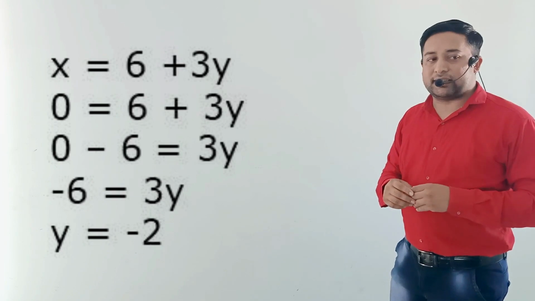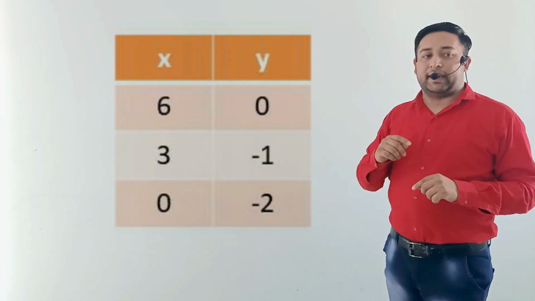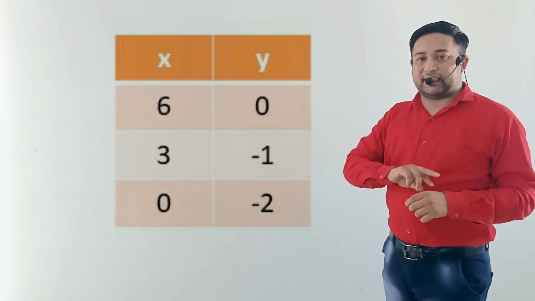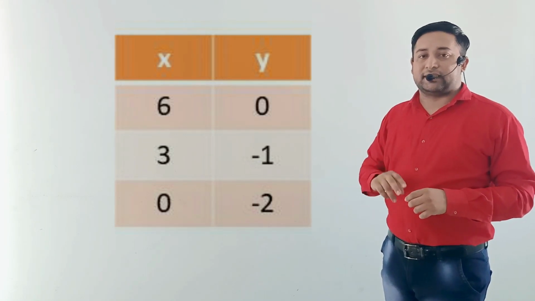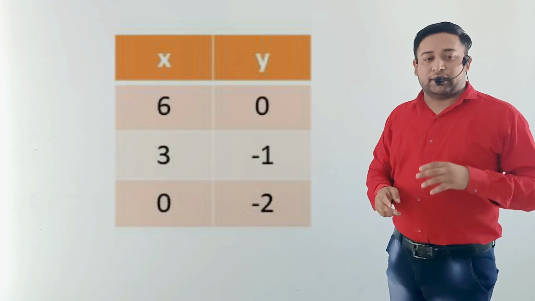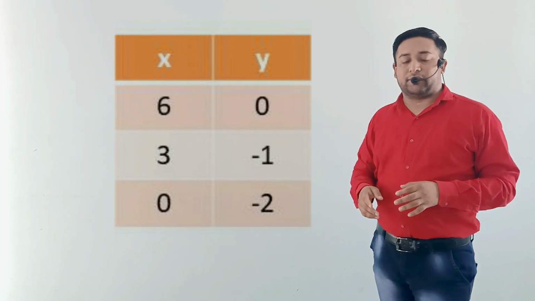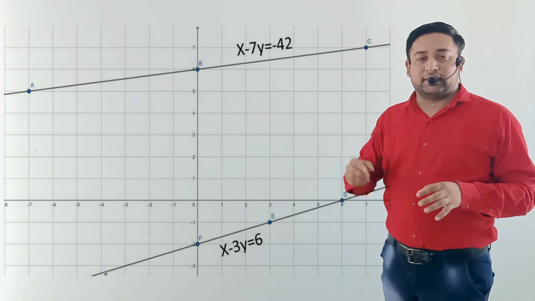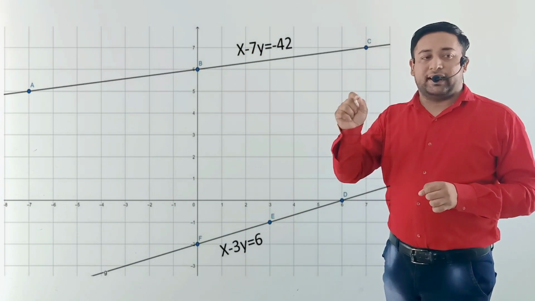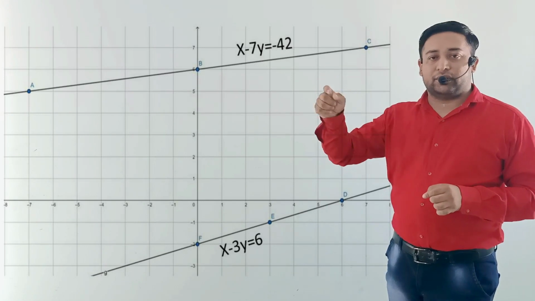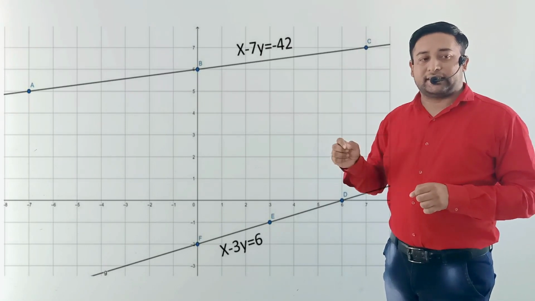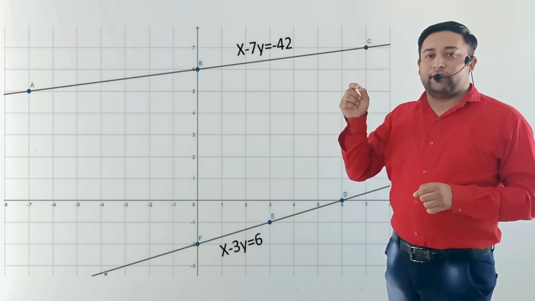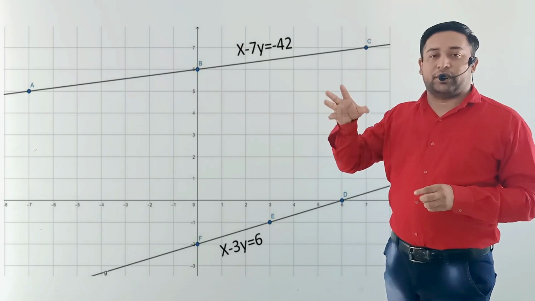So what are my coordinates now? x6, y0. Then the second one, x3, y minus 1. x0, y minus 2. Now substitute all these points in the graph. You see in the graph I have plotted, you have written all your coordinates: x6, y0 in the second equation, x3, y minus 1, x0, y minus 2. In the first equation I am plotting all the graph.